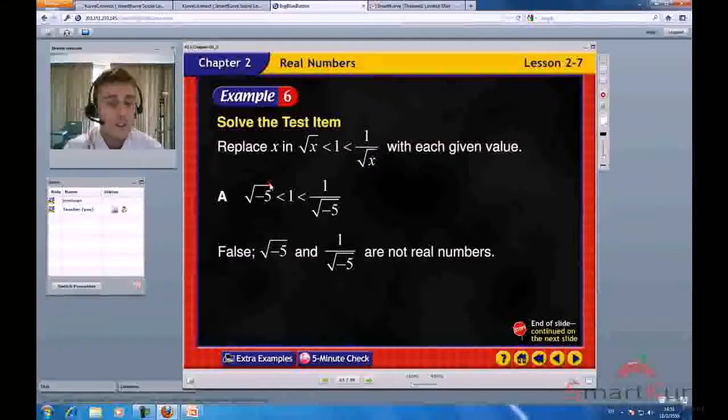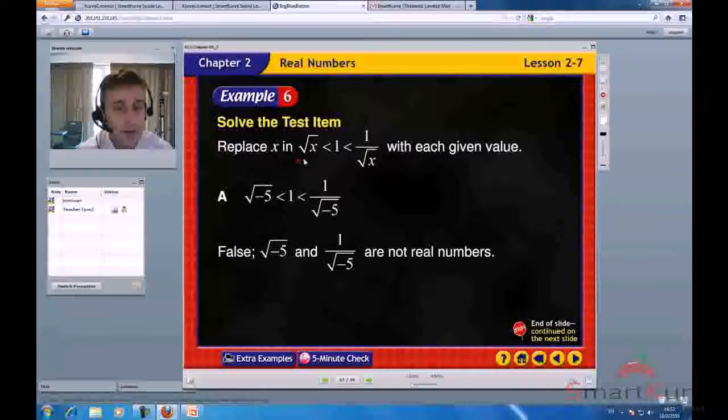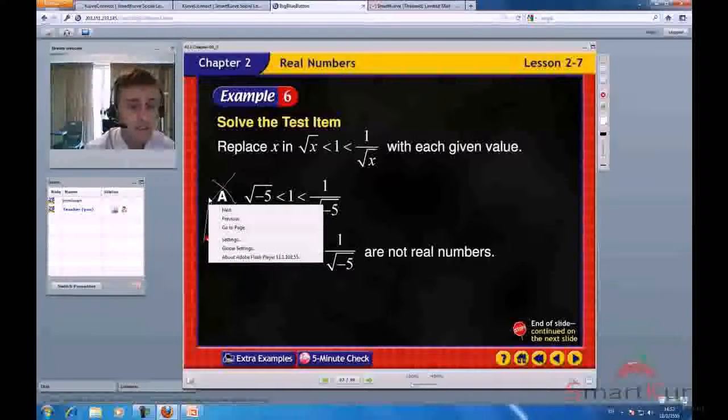First, solve the test item. Replace x in √x in the equation with each given value. So for A, replace it with -5. Is √-5 less than 1? And is 1 less than 1 over √-5? No, false. They're not real numbers. √-5 is not a real number. If you were to do √-5 in your calculator, it would not give you an answer. It would say error. You cannot have a root of a negative number. So you know that A cannot be correct.